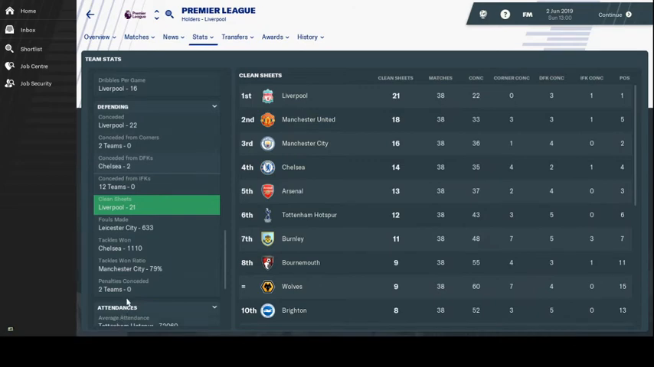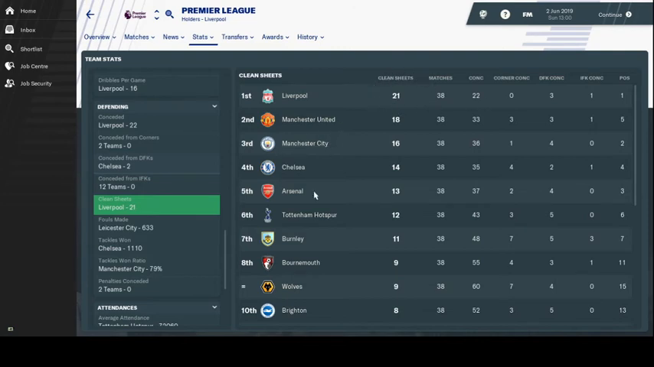Clean sheet means the number of matches in which the team conceded 0 goals. Now from here we could see that the highest amount of clean sheets is 21, which is Liverpool, followed by Manchester United with 18, Manchester City with 16, and Chelsea with 14. You could see here Liverpool only conceded 22 goals and they kept 21 clean sheets.